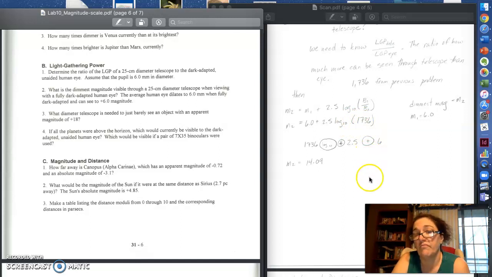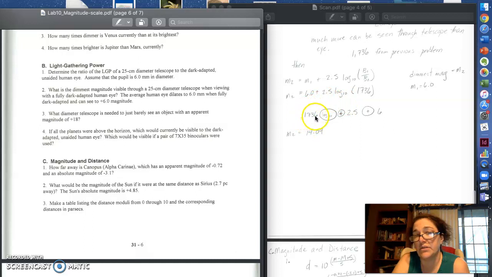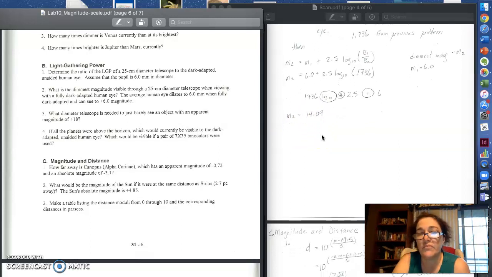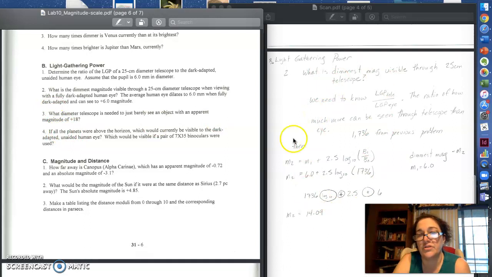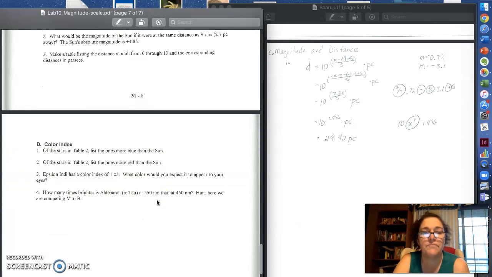1736. So for most of you, the way your calculator is going to work is that you have to put in 1736 and then hit the log 10 button. If you hit log 10 1736, it's going to tell you error. So 1736 log 10 times 2.5 plus 6. And so the dimmest star that can be seen through a 25 centimeter telescope is 14.09. So problems 3 and 4 are worked just like these with different numbers. So that should be fairly easy to do.